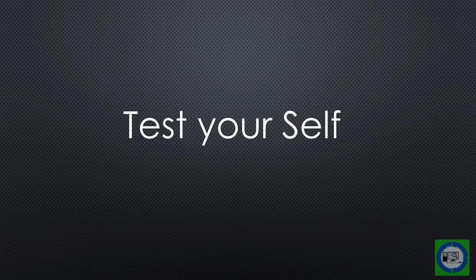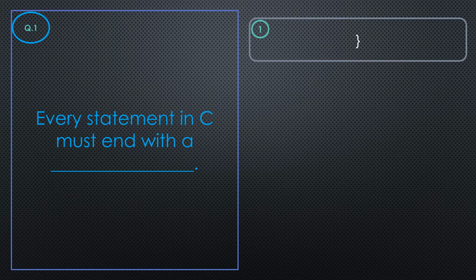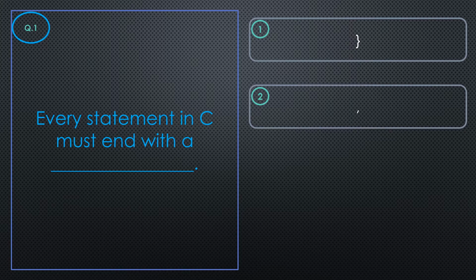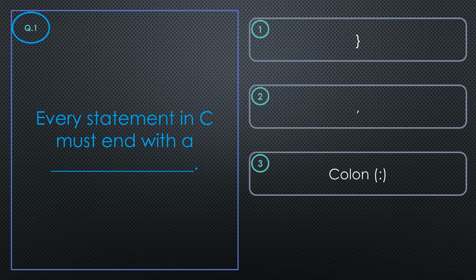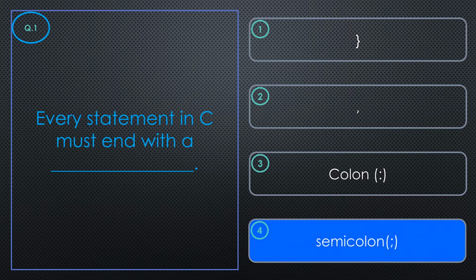This is the time to test yourself. Are you ready? Here is question number 1. Every statement in C must end with: option number 1, close curly bracket; option number 2, comma; option number 3, colon; option number 4, semicolon. Select the right option. Take your time. Okay, let's see the answer, and the answer is semicolon.